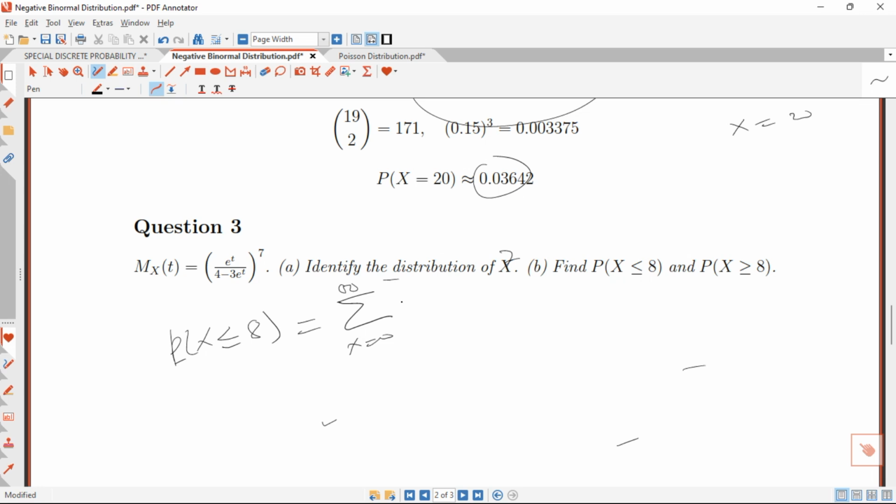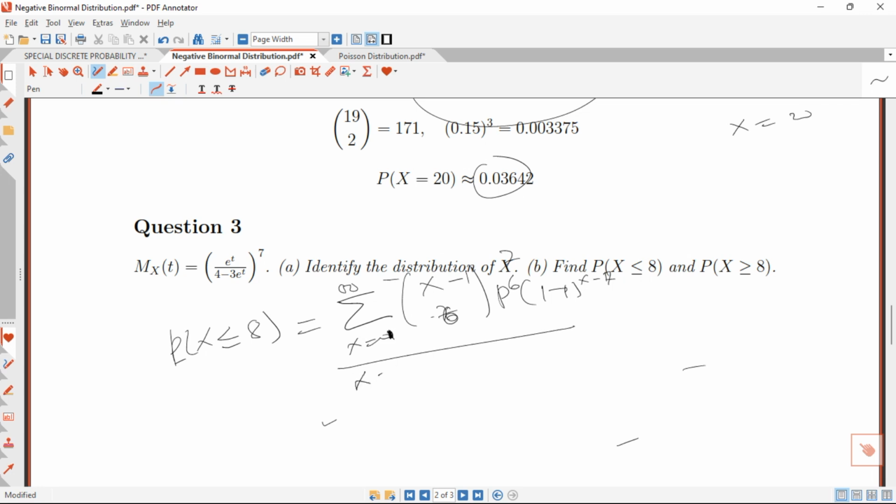Infinity of x minus 1, sorry, we are going to start from 1, okay. So of 7 minus 1, that is k minus 1, times p raised to the power k, which is 7. 1 minus p raised to the power x minus k, which is 7. Okay, so this is what you are going to get.